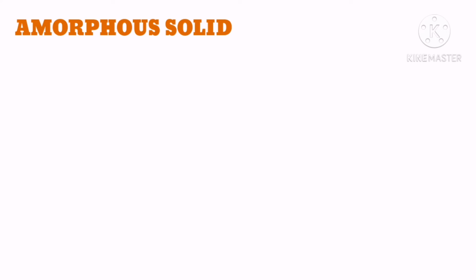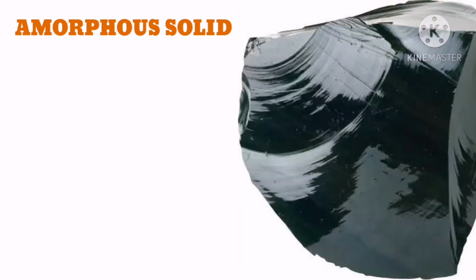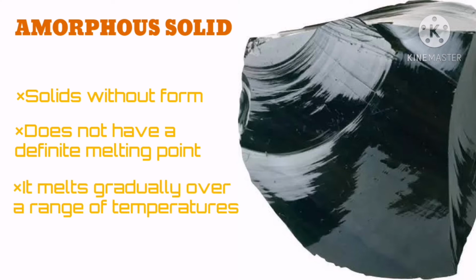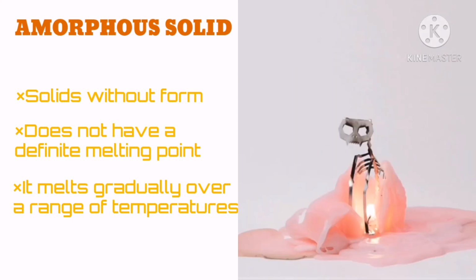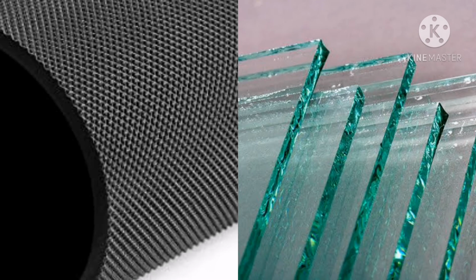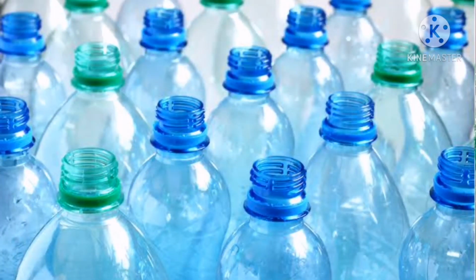Let's move on to amorphous solids. Amorphous solids are literally solids without form and do not have a definite melting point. Instead, they melt gradually over a range of temperatures. Think of this as candle wax slowly melting. Examples are glass, rubber, and most plastics.